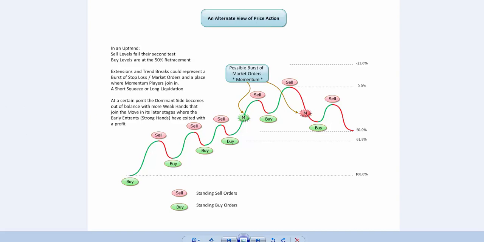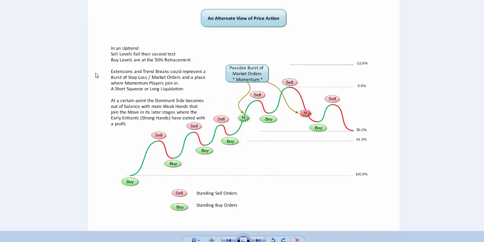In an uptrend, sell levels fail their second test. And what that means is that at the top of this move, there was somebody that was selling. Either they were taking profit or they were initiating a new short. The rally in an uptrend, the buy levels or the runs through our previous highs, are the squeezes of those previous sells in an uptrend.